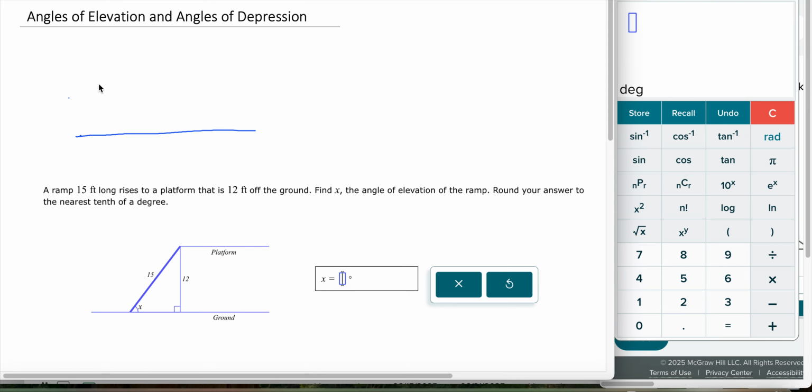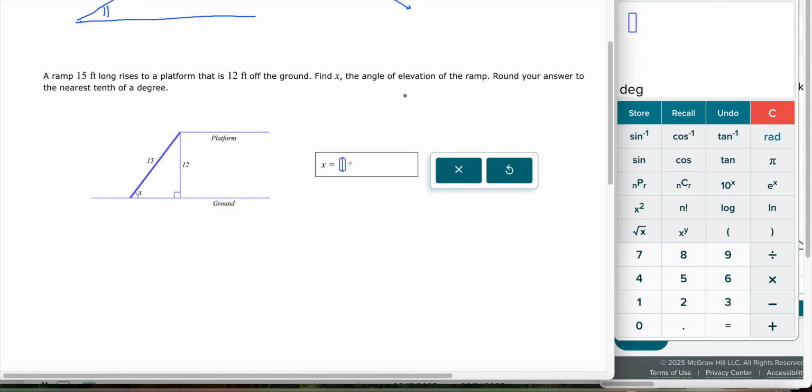So if this is my horizontal line, and let's say I have an angle of elevation, maybe that is 37 degrees, well, then I would draw that angle off the horizontal line. So this would be my angle of elevation. Likewise, if the 37 degrees was an angle of depression, again, it would come off of a horizontal line and it would come down this way. So this would be the angle of depression.